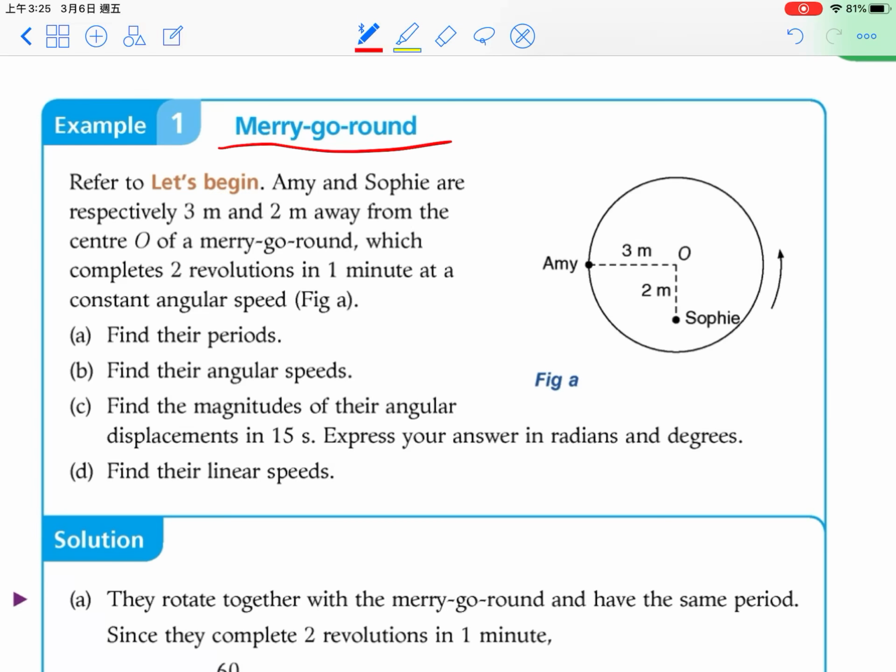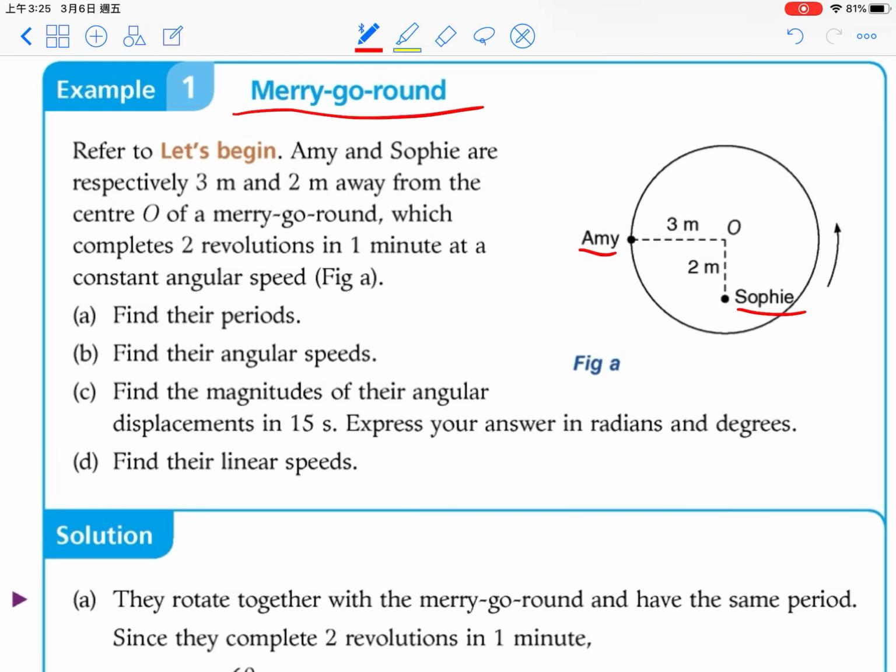Example 1, merry-go-round. Okay, now we have two ladies here, Amy and Sophie. They are playing merry-go-round and complete 2 revolutions in 1 minute. Okay, find their period. So what is the period? Time to complete 1 revolution. Okay, that's very easy. So it will be 0.5 minute. The period is 0.5 minute. That is 30 seconds.